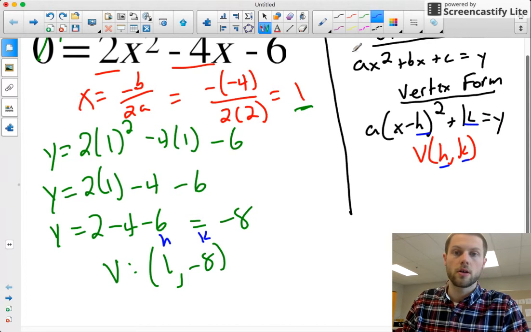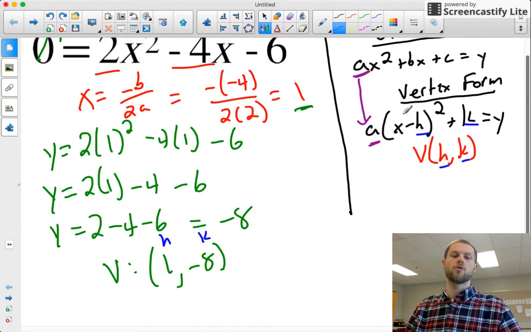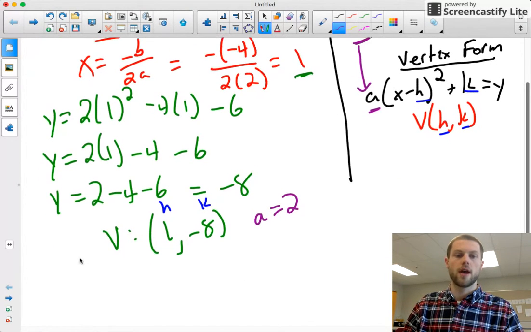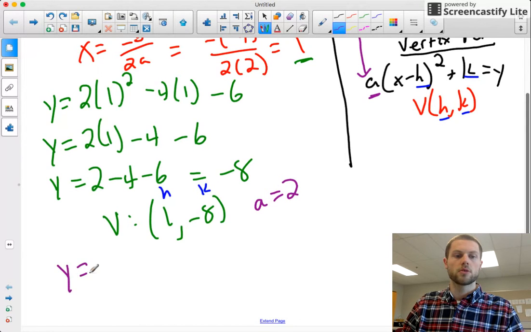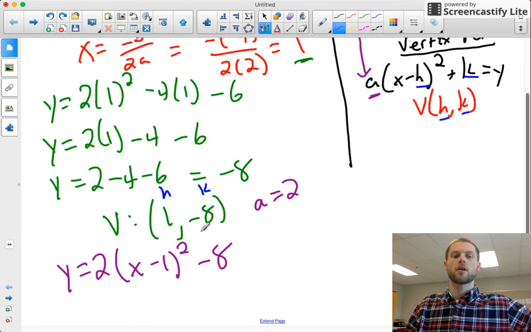Now that's all well and good, but as far as the a, I haven't found anything about the a. But remember that the a value in our standard form is the same value as the a value in our vertex form. That carries through all the forms. So since I know my a is equal to 2, I can write my vertex form equation as y equals 2 times (x minus 1) squared minus 8. Remember, I'm taking the opposite of my h, and that's what's going on inside of here. And I'm going to keep that k value on the outside.